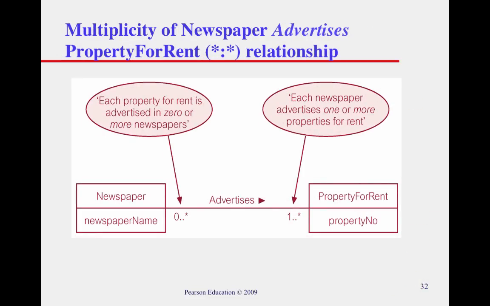Okay, and finally, an example of a many-many relationship. So newspaper advertising properties for rent. We're going to assume that each newspaper advertises at least one property and potentially many. We're going to assume that a property may not be advertised in any newspaper. If we've leased it, there's no reason to advertise it. It's only if it's actively on the market. If it's actively on the market, we may have it in multiple newspapers.